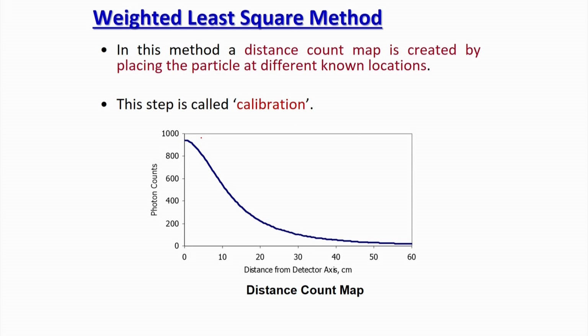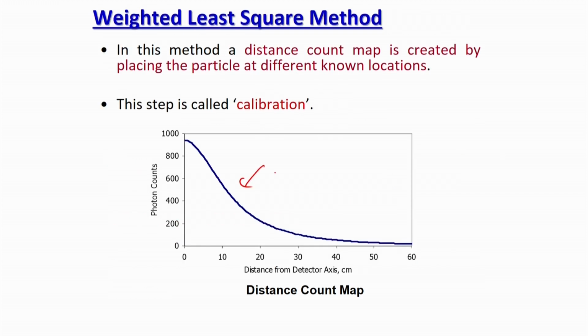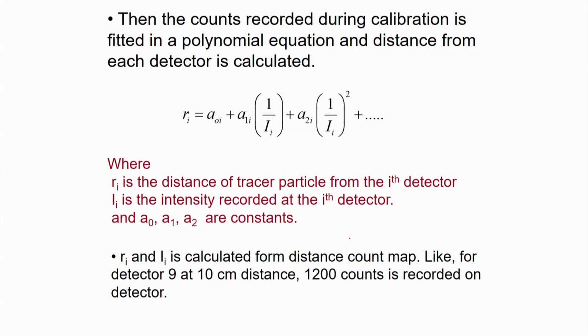So, this is the distance and this is the photon counts. So, you can generate the distance count map from each detector. Then in the weighted least square method, we fit a polynomial to that distance count map. We fit it with a polynomial equation of second order, third order, fourth order, wherever the fitting coefficient value is very high.